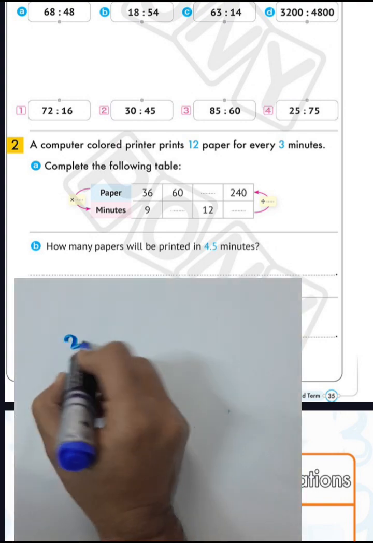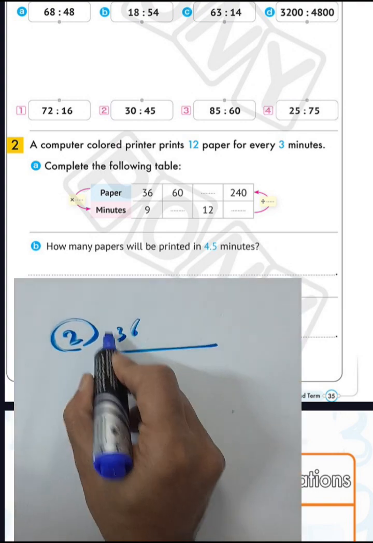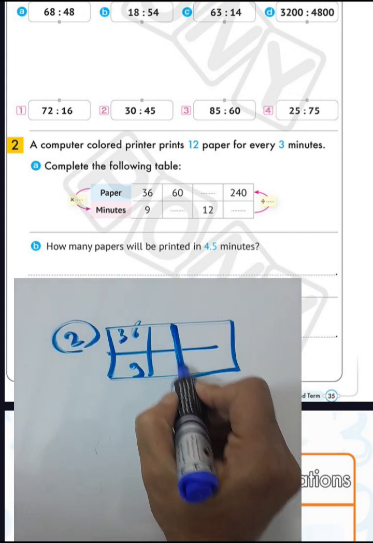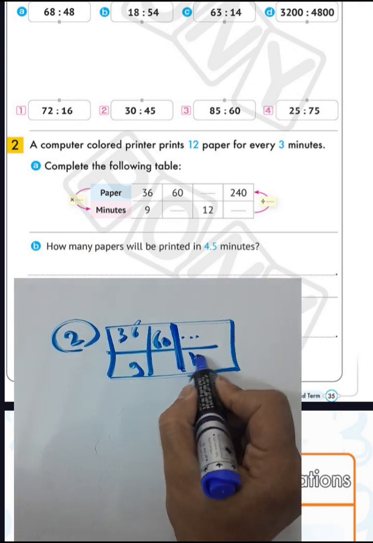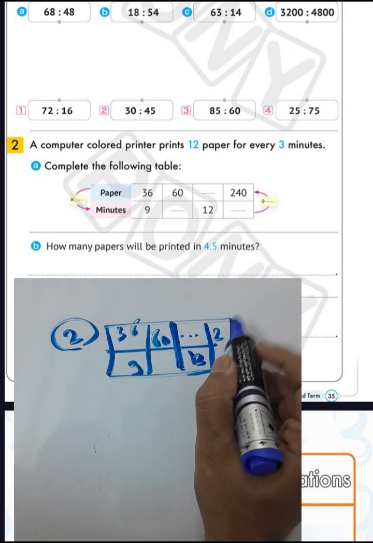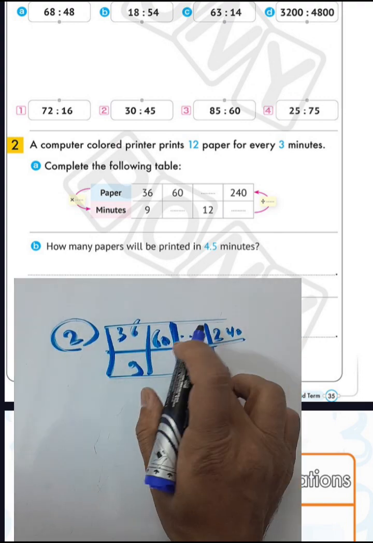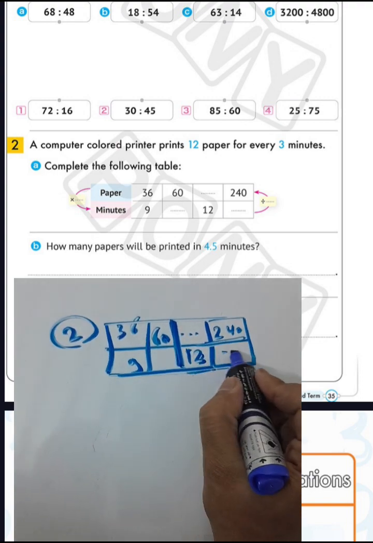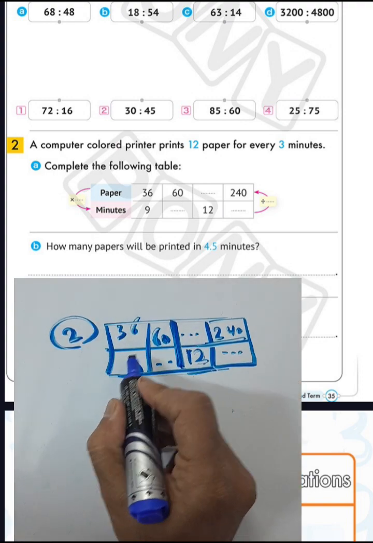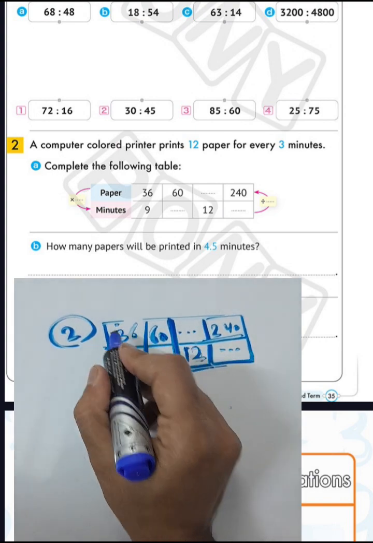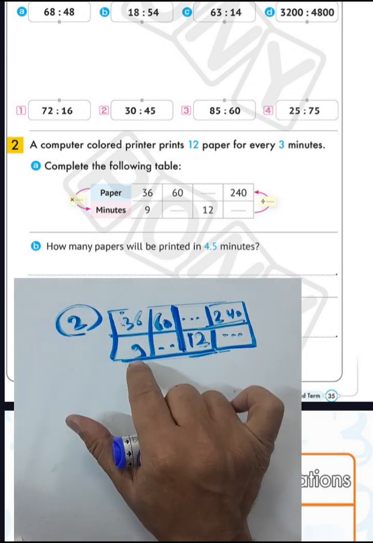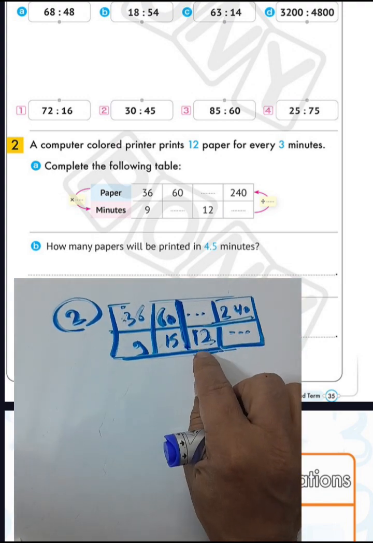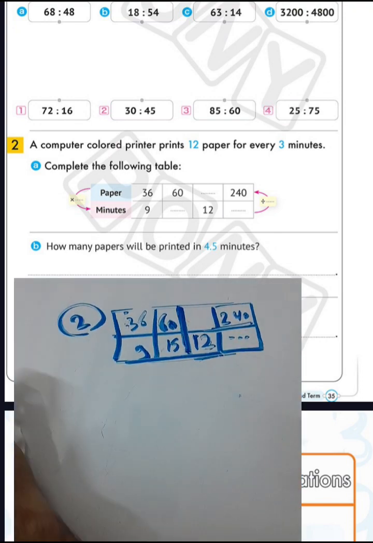Question number 2, you can complete this table. We have 36 here and 9. And he gave us here 60 and a space, and 12 and 240 and a space. Who can tell me the result about this example? It's very easy. Why? Because 36 divided by 4 will be 9. 60 divided by 4 equals 15. And 4 times 6 will be 24. Right here, 24. Okay.